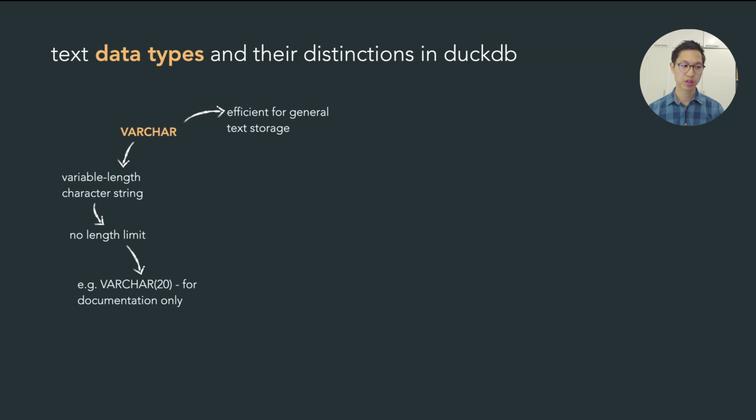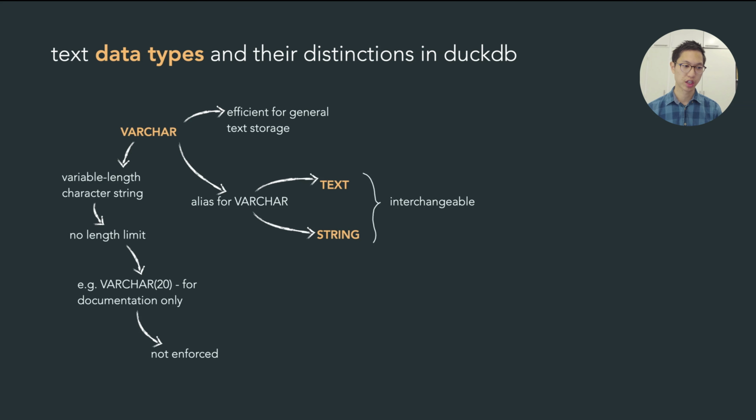Instead, if you use, for example, varchar 20, it's only for documentation. It's not enforced. This is documenting that there are 20 characters as a max, but actually you can go past that. And for varchar, there are aliases, and these are text and string. These are used interchangeably. You can create a column with text, string, or varchar. It's the same thing in DuckDB.